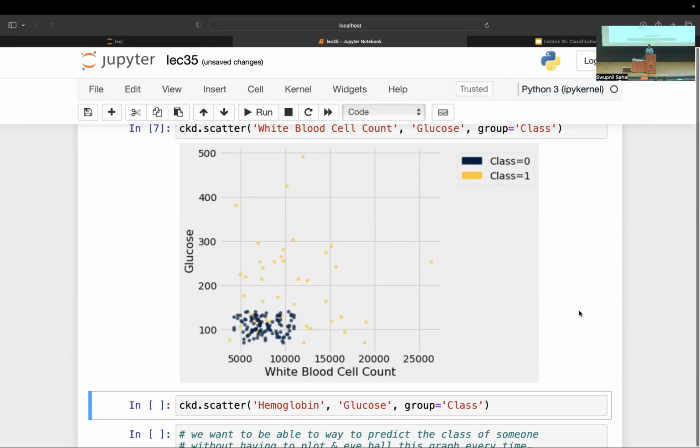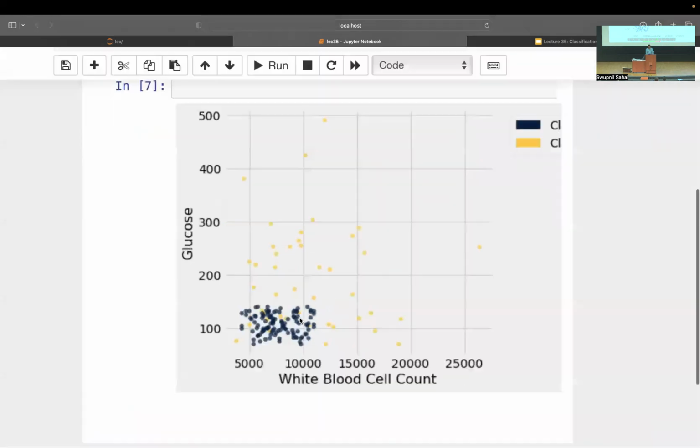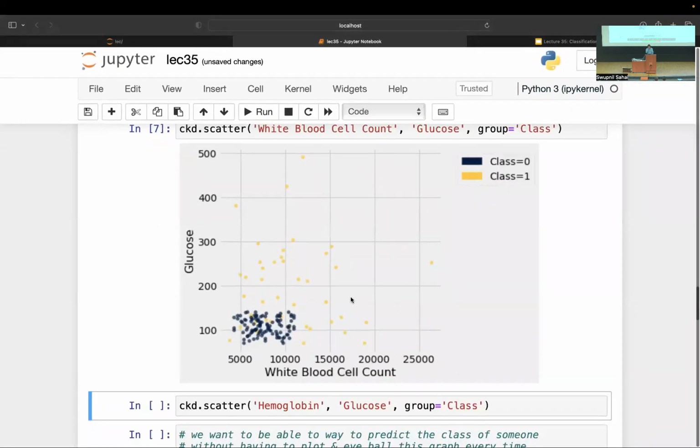Yeah, so towards the left side, it looks like we have blue and gold both overlapping a little bit there, right? So that's kind of interesting. There isn't really a clear separation necessarily. Anything else that jumps out?